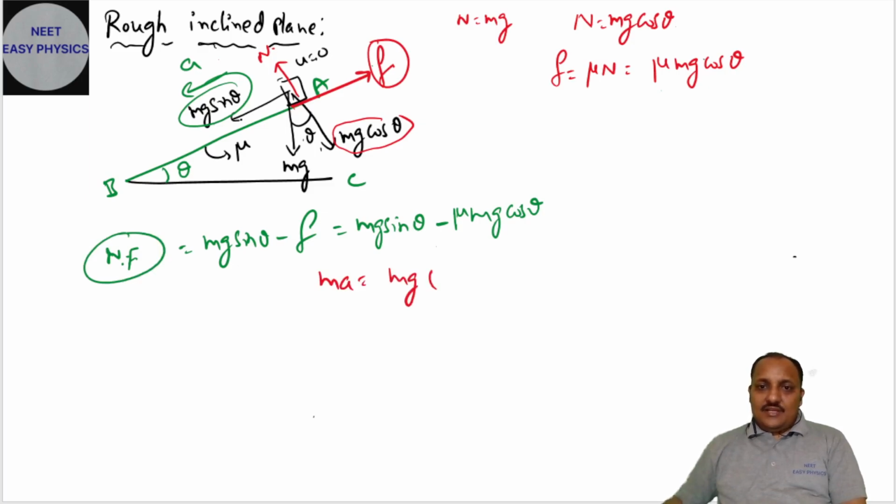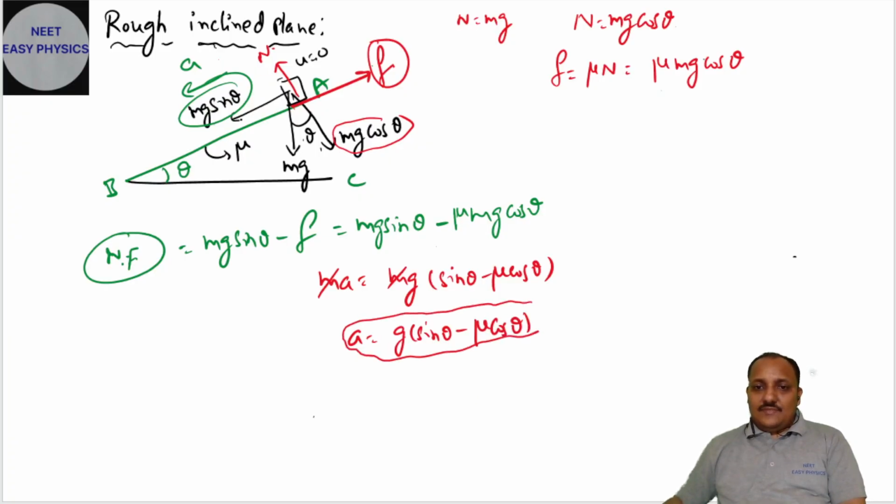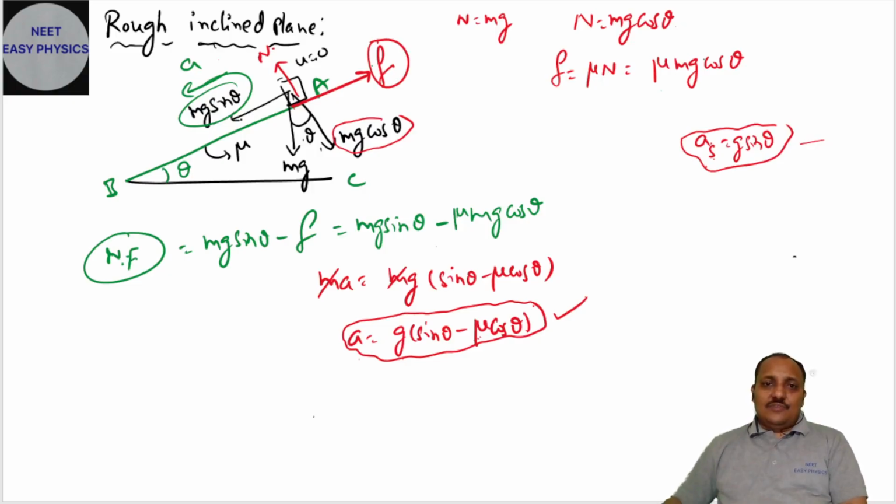If you take mg common, sin theta minus mu cos theta. If you cancel this m, a is equal to g into sin theta minus mu cos theta. This is the formula for acceleration. On smooth inclined plane, how much did you get? Acceleration is g sin theta. Now, on rough inclined plane, g into sin theta minus mu cos theta. So, if you remember this, you can get this. On smooth, mu should be 0. If mu is 0, you will get g sin theta. Understood? This is acceleration when the object is moving downwards.